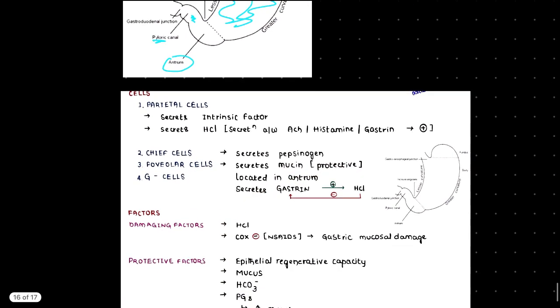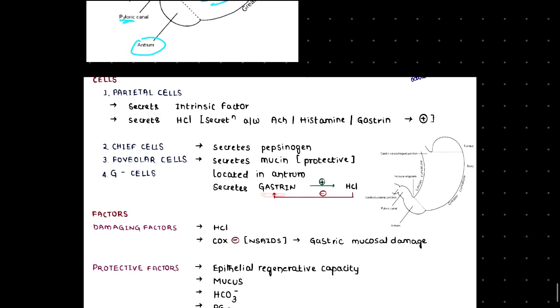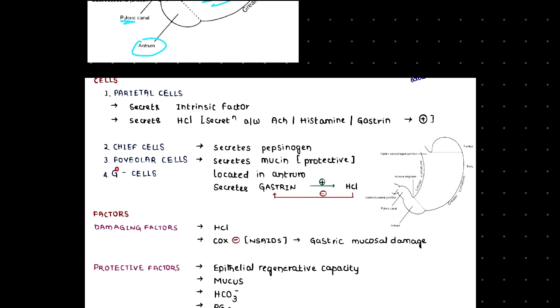What are G cells? G cells are located in the antrum region. As you can see, this is our antrum region. Located there, they secrete gastrin, which enhances the production of HCl. But higher production of HCl will reduce the secretion of gastrin through a negative feedback mechanism, or feedback inhibitory action.